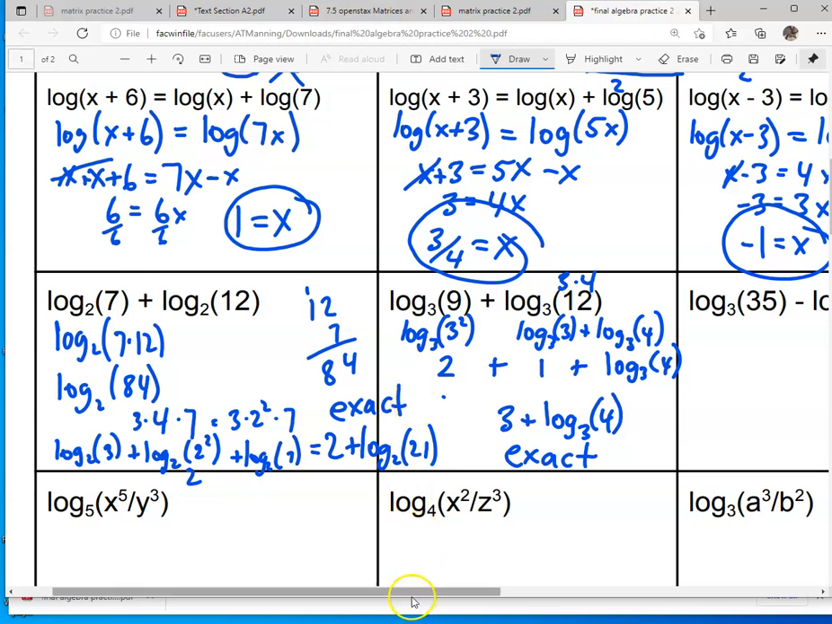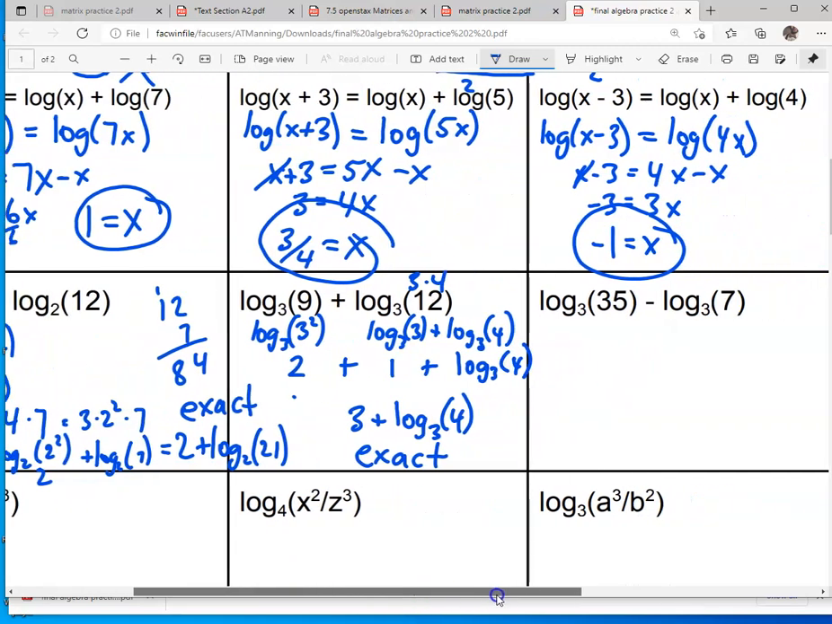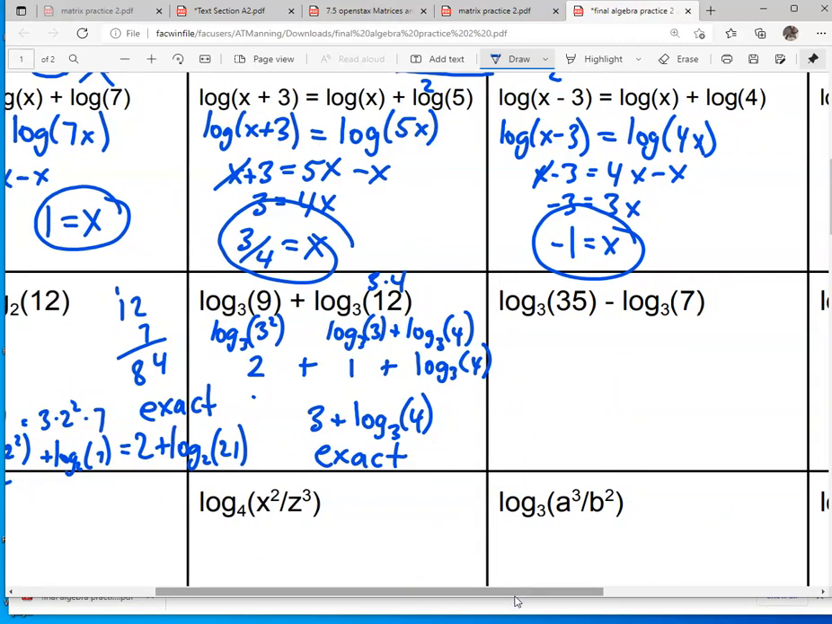So let's now look at this next one. Can we simplify this? Well, let's see. Let's do what we did before. Can we recognize any powers of 3 in 35? Well, I know 35 is 7 times 5. Well, I can't get anything extra out of that. And 7 is prime, so there is no power of 3. So what can I do here?